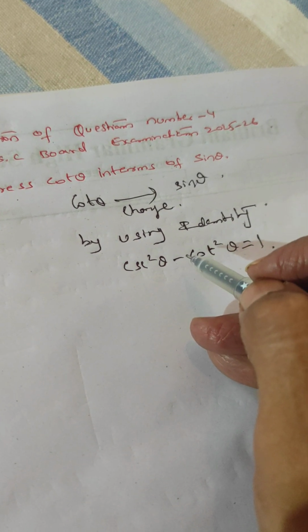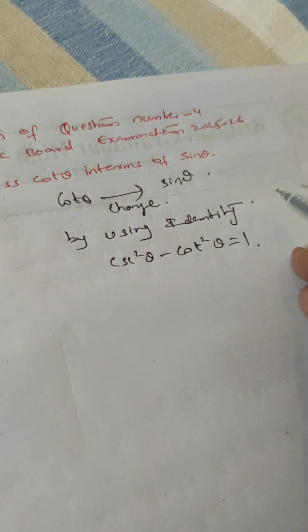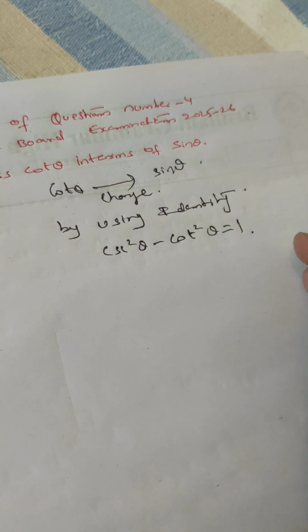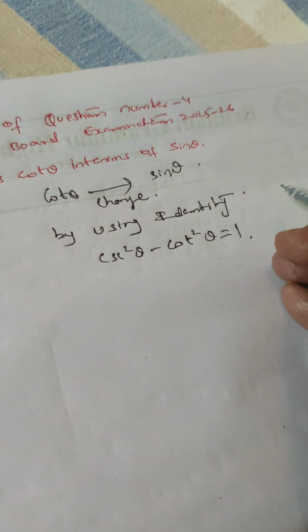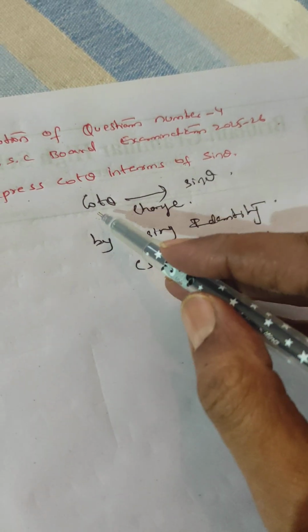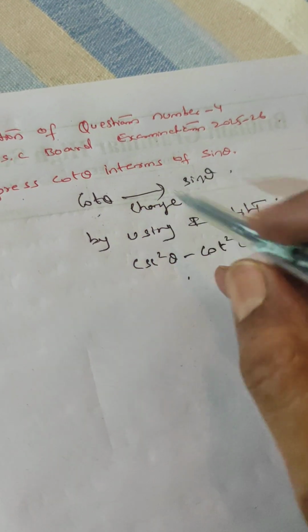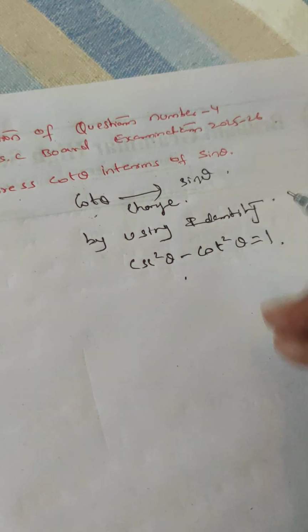Because among the three identities, that is sin square theta plus cos square theta equals 1, the second one secant square theta minus tan square theta equals 1, and the third one cosec square theta minus cot square theta equals 1, I am using the third one because it is given cot theta. So I am using the identity which depends on cosec theta and cot theta.